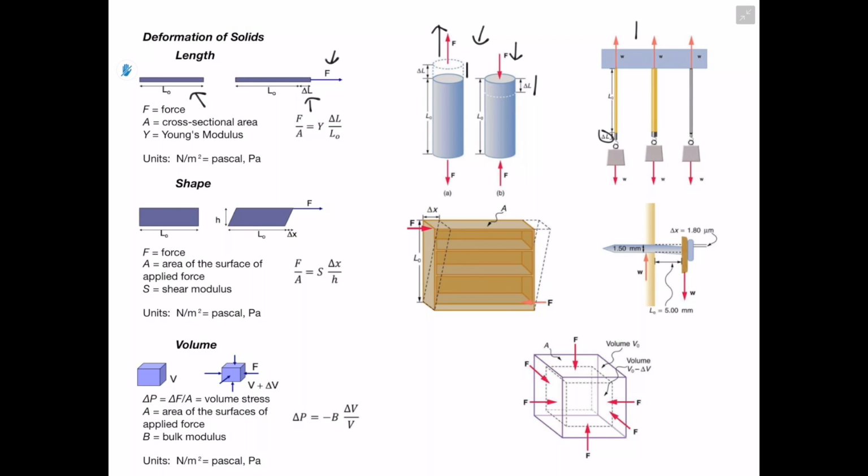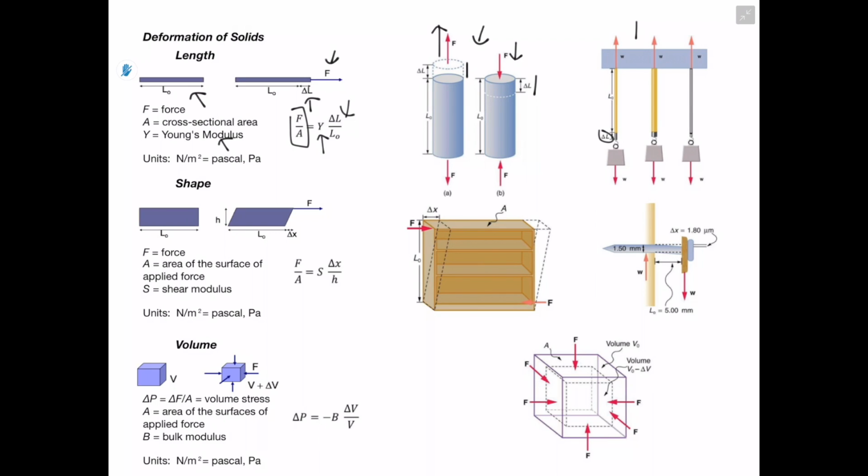In order to account for this, we're going to have our Young's modulus, which is here in our equation. We see that force over area, which in this case we're going to refer to as tensile stress, is equal to our change in length over our initial length times our Young's modulus, which is going to give us units of newtons per meter squared, or pascals.